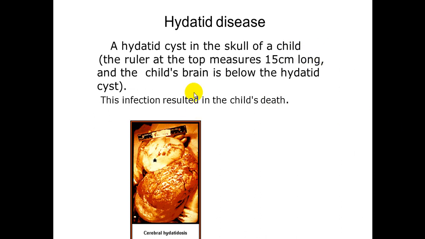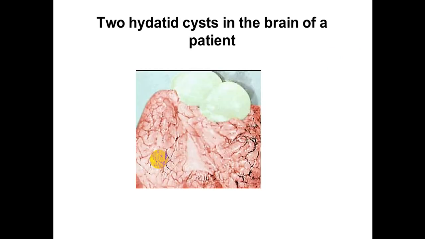Hydatid cyst in the brain or the skull, or this hydatid cyst of a child. The cyst at the top measures 15 centimeters long, and the child's brain is below the hydatid cyst. The infection resulted in the child's death. This definitely causes increased intracranial pressure and even coning, brainstem affection, and death. Two hydatid cysts in the brain of a patient.